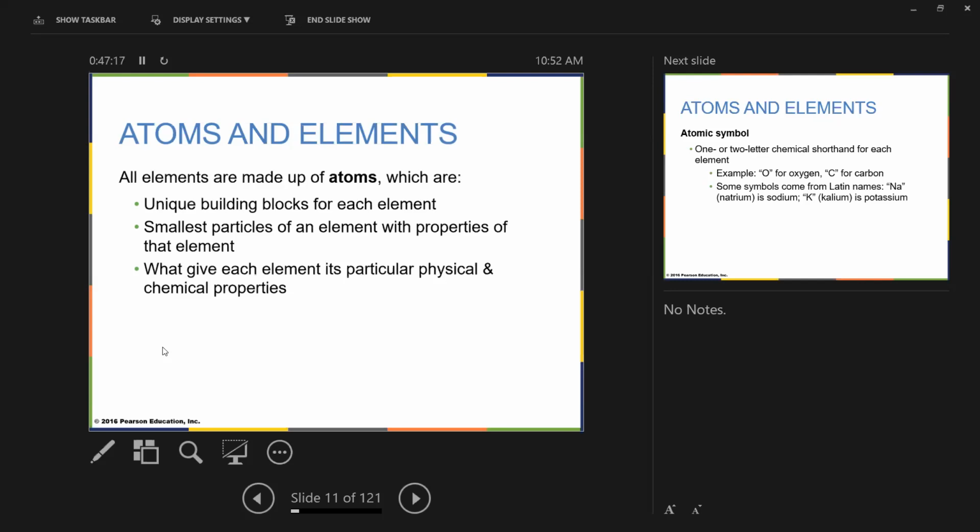The atoms can be different. Now, every atom is going to have the same subatomic particles. Every atom is going to have protons, neutrons, and electrons. So the protons and neutrons and electrons are all identical. An electron from carbon is the same as an electron from oxygen, but it is the number of electrons, the number of protons, and the number of neutrons, the number of the subatomic particles, that give the individual element its unique property.